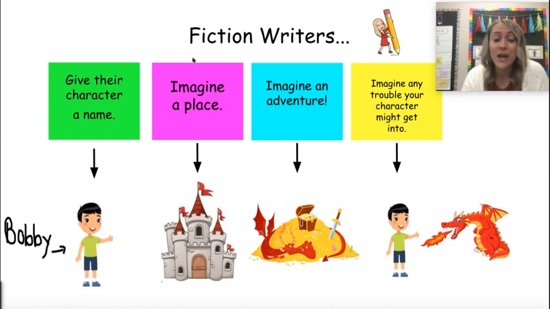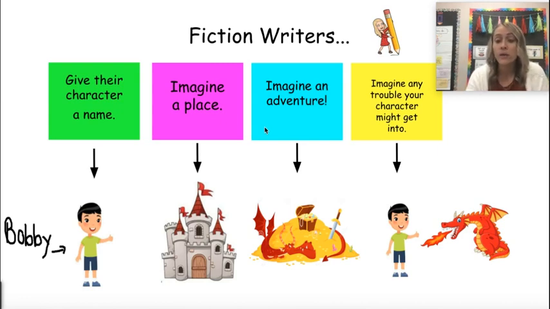Second thing we have to do is we have to imagine a place. Maybe it's a castle, maybe it's Disneyland. It can be a real place, even though it's a pretend story. Third thing we need to do is imagine an adventure. So some kind of adventure that our character can go on.